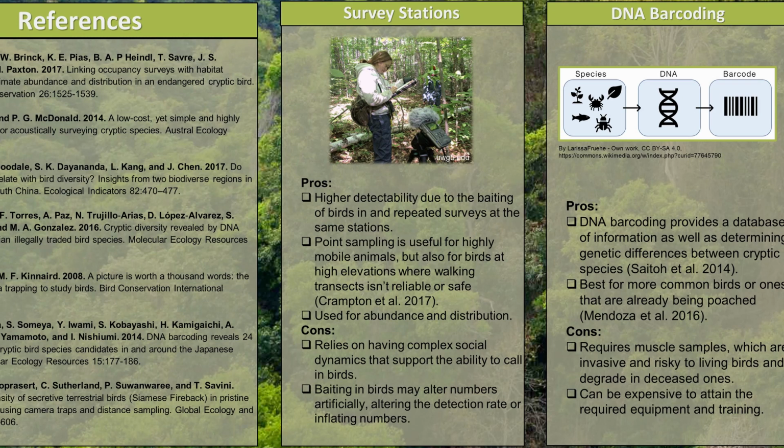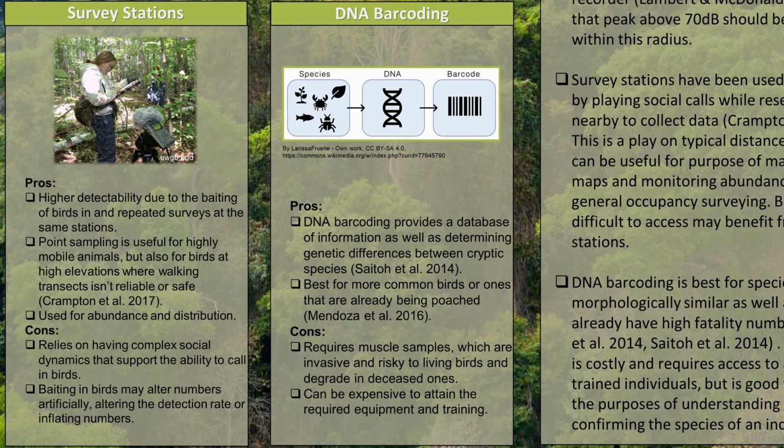On the other hand, survey stations can be used for abundance and distribution estimates, as well as generally determining whether or not a species is present in the area. The next method that we'll be discussing is DNA barcoding, which provides a database of information which can help determine genetic differences between cryptic species. This is best for more common birds, so birds that are hard to detect in the sense of morphological similarities as opposed to rarity, or ones that have already been being poached, regardless of status.